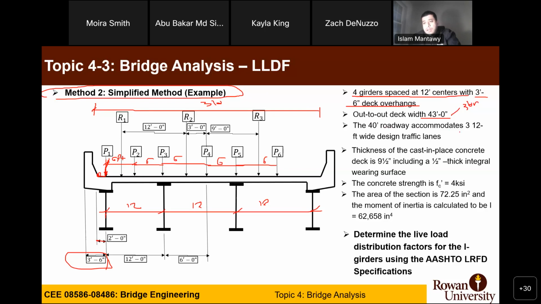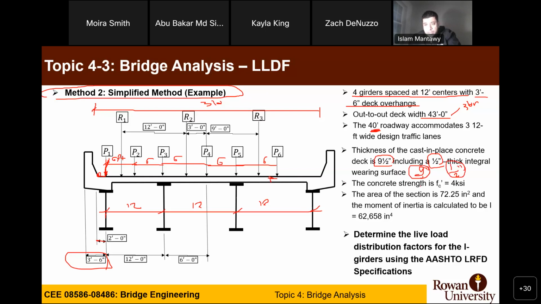The roadway accommodates 40 feet, so 3 lanes. The thickness of the cast-in-place concrete is 9.5 inches, including a 1/2 inch integral wearing surface. That means your concrete is 9 and you have a wearing surface of 0.5. So the concrete part is 9 and the wearing surface is 1/2.